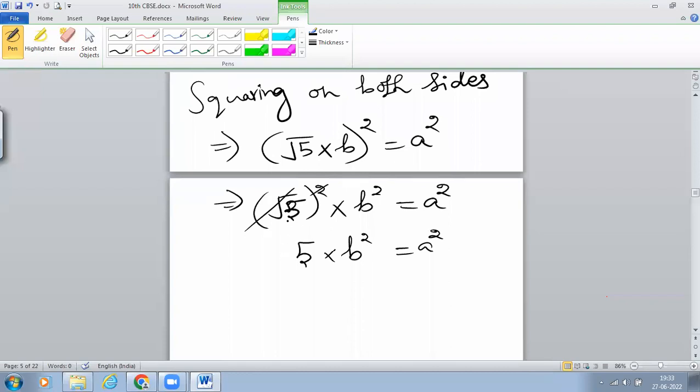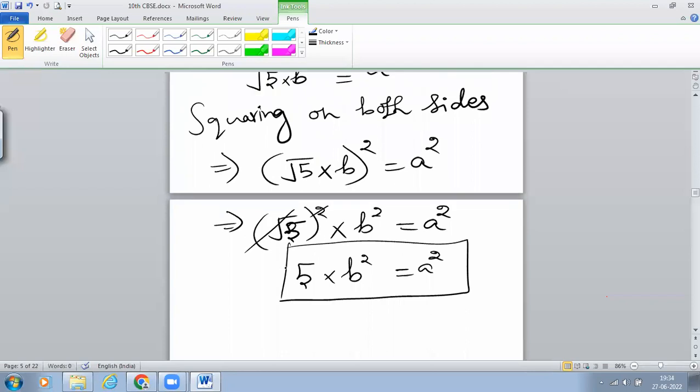Please write up to this one. 5 into b square is equal to a square. Please write up to this step. Completed? Yes, sir.